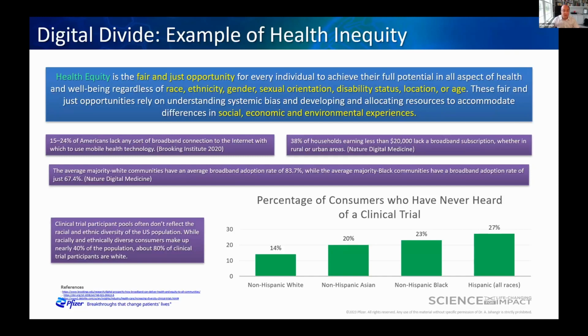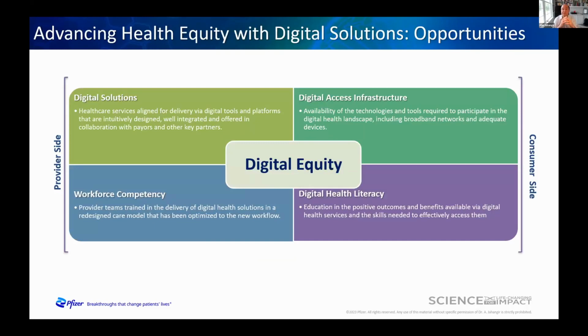So what can we do? Well, from industry and technology leaders, I think we should look at these 4 pillars of how we can improve this. One is to look at the provider side and the consumer side. From the provider side, we can focus on digital solutions, which means healthcare services aligned with delivery via digital tools and platforms that are intuitively designed, well integrated, and offered in collaboration with payers and other partners. If you look at workforce competency, that means provider teams trained in delivery of digital health solutions in a redesigned care model that has been optimized for new care flow and a new workflow.